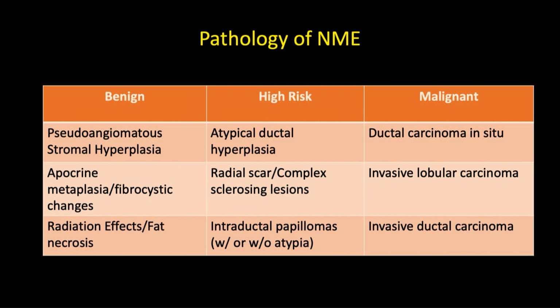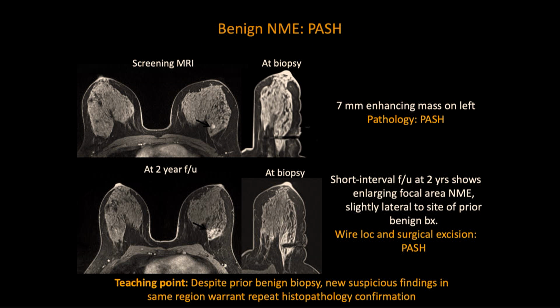So the pathology of NME is quite varied, and again, non-mass enhancement is different from masses or calcifications where you know what your target is. So benign etiologies, there are many, including PASH, usual ductal hyperplasia, columnar cell changes, radiation effects, fat necrosis. High-risk lesions, similarly, atypical ductal hyperplasia, complex sclerosing lesions, or intraductal papillomas with or without atypia, and of course malignancies, ILC, IDC, DCIS. So that's why it's important to understand what to biopsy and what not to biopsy.